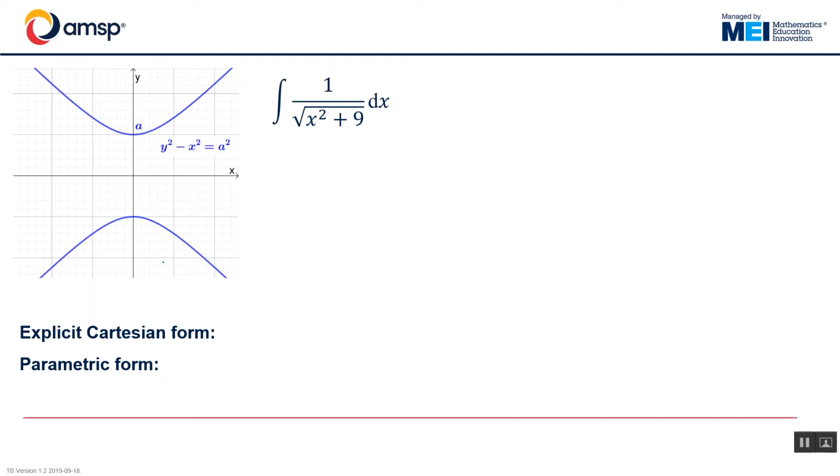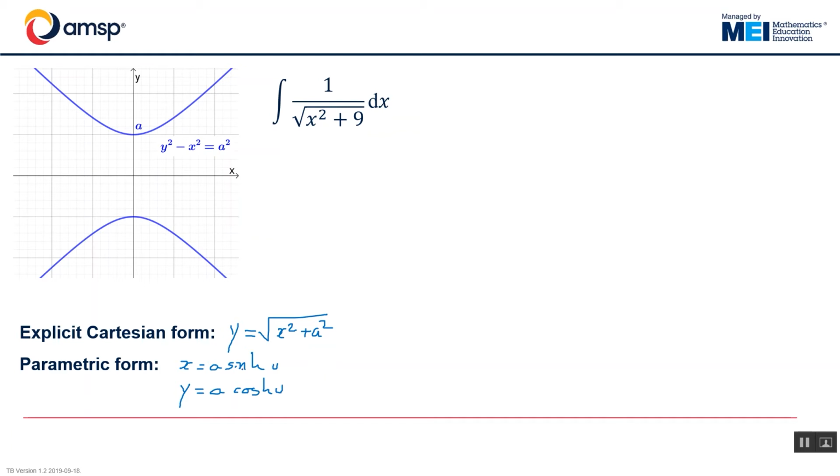So the first thing to do is to write down the explicit Cartesian form of this, which should match the denominator. So I'm going to have y is equal to the square root of x squared plus a squared. I can also think of the parametric form, which is going to be x equals a sine u and y equals a cos u. Now, if I use these for my integral, this is going to suggest a substitution.